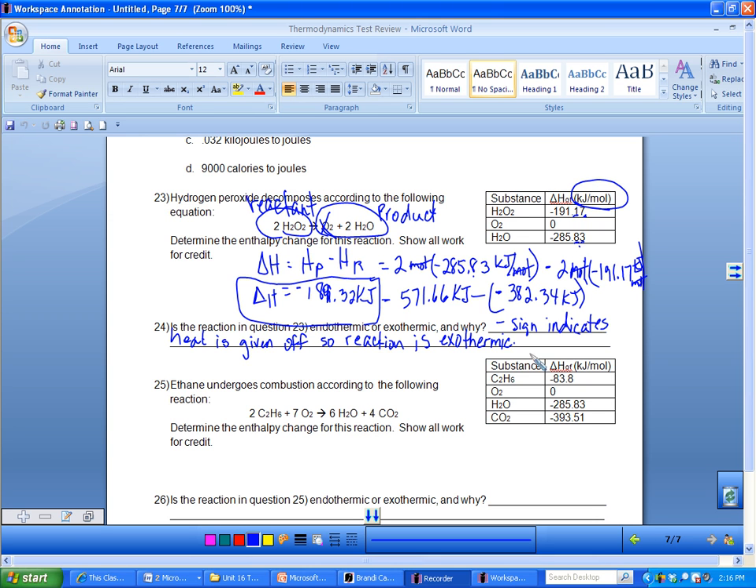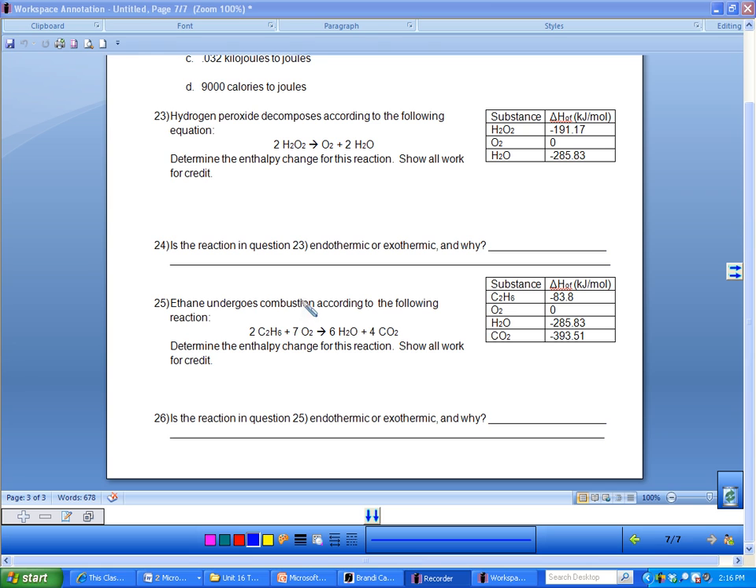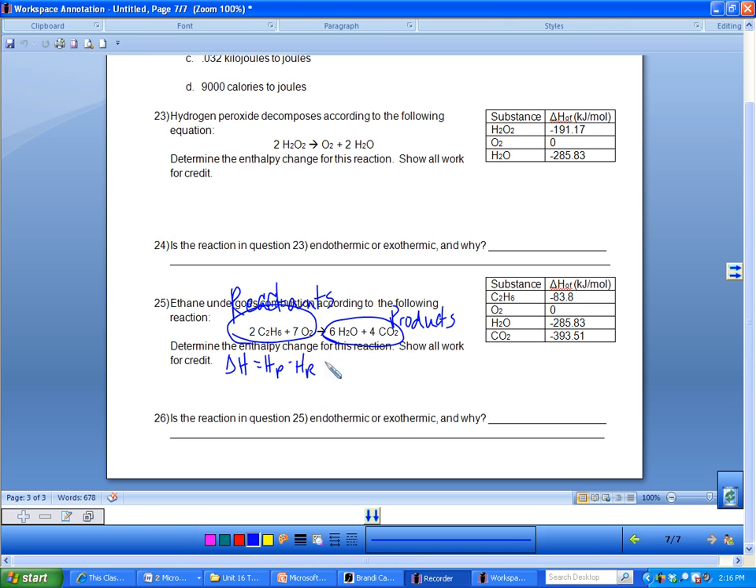All right, then we want to go on to this next one. Last one. And it says ethane undergoes combustion according to this following reaction. So I need to do delta H equals heat of the products minus heat of the reactants. So these are my products. These are my reactants. So I have 6 moles of H2O, and H2O is negative 285.83 kilojoules per mole.